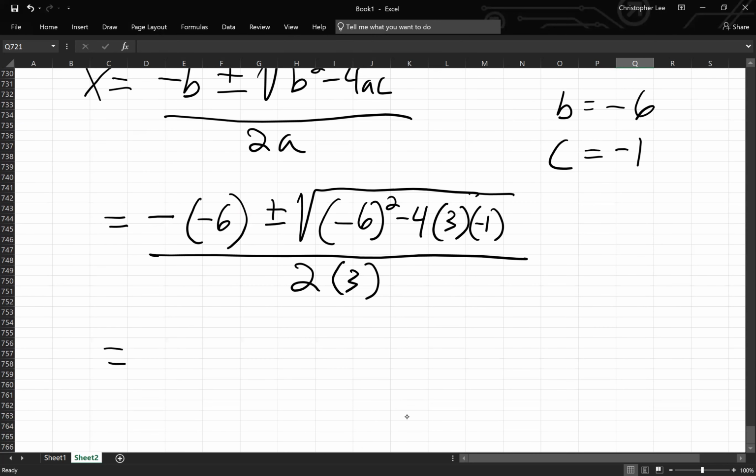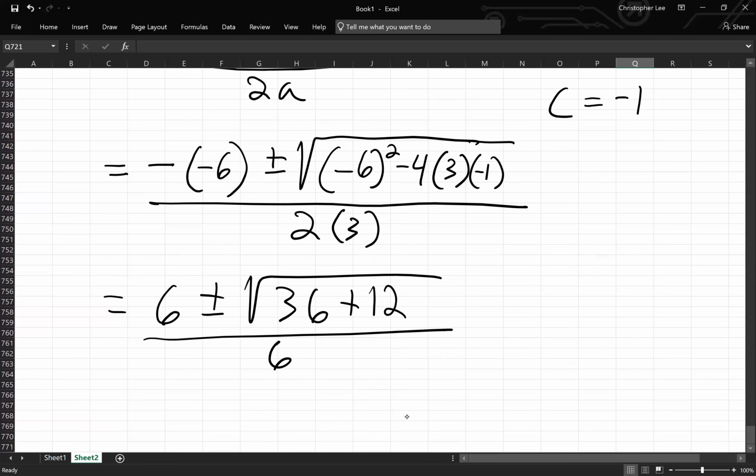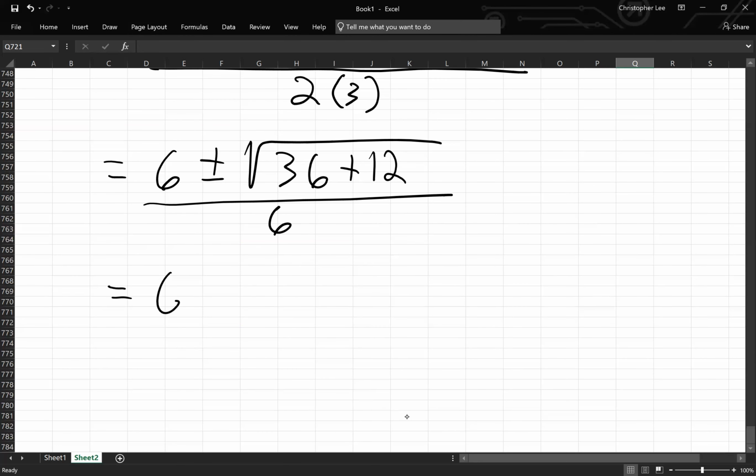Real simple. Negative is positive. Plus or minus square root. What's this? 36 plus 12 over 6, something like that. Because it's -4 times 3 times -1. Yeah, it matters. So -4 times 3 is -12. -12 times -1 is +12. Put it together. 6 plus or minus square root 48 over 6. Help me. What do I do next?